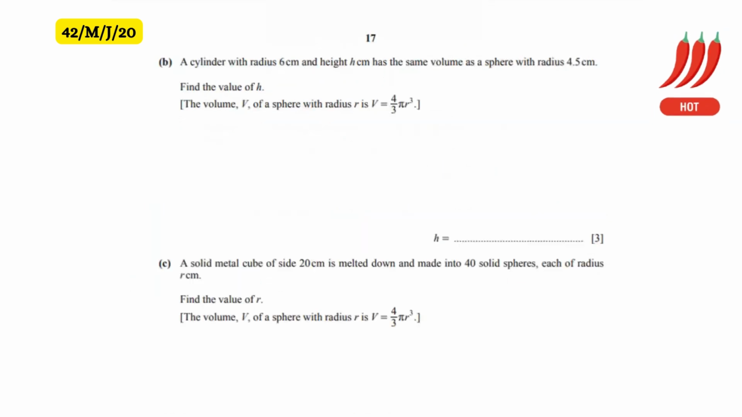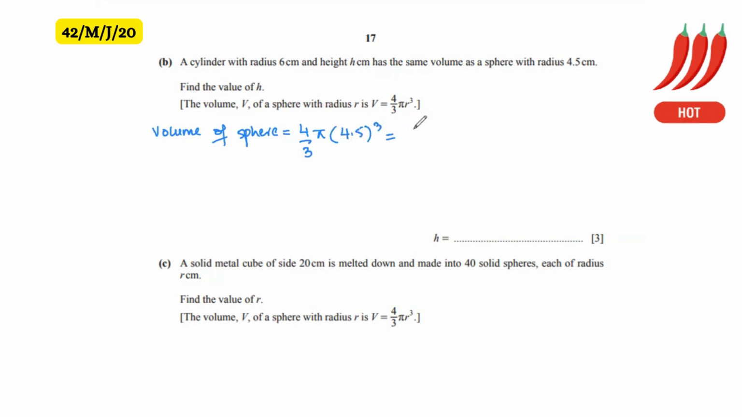Part B says a cylinder with radius 6 centimeters and height 8 centimeters has the same volume as a sphere with radius 4.5 centimeters. Find the value of h. So if they have the same volume, the volume of the sphere is going to be 4 over 3 pi r cubed, so 4.5 cubed. That gives us 381.703 centimeters cubed. So this is the same as the volume of the cylinder.